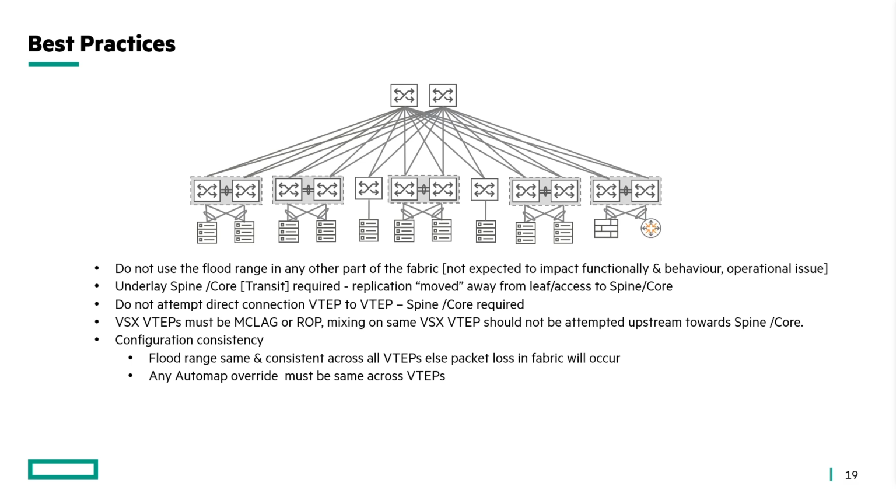So let's go over some of the best practices, some of which I've covered already. Really, don't use the flood range in any other part of the fabric. It's not expected to actually stop the functionality. It's more of a behavioral and operational issue. It becomes harder to troubleshoot, so we recommend not to use the multicast flood group range anywhere else.